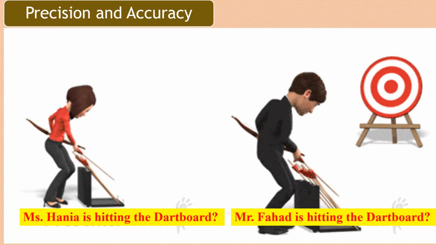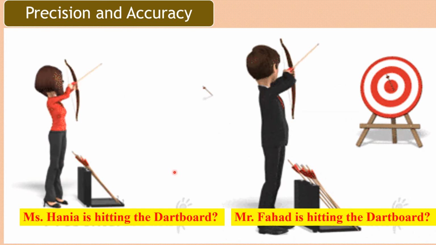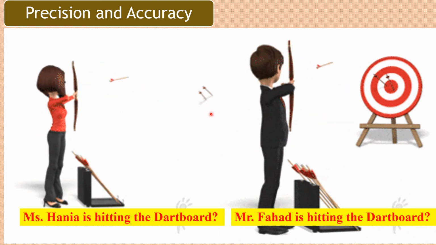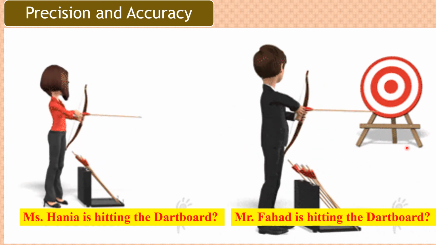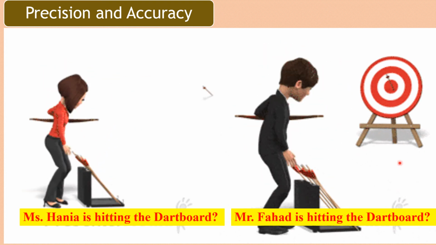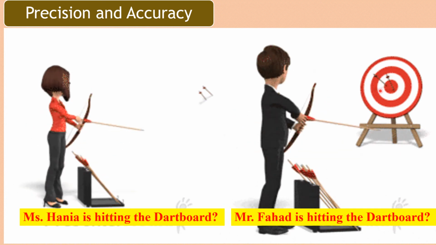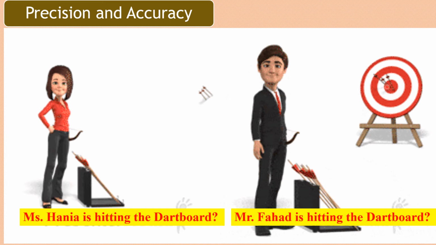Our next topic is precision and accuracy. Here you can see that Miss Hania is hitting the dartboard with the pointer and Mr. Fahad is also hitting the dartboard with the pointer. This is the best example to understand precision and accuracy. On the dartboard, this central point is the target point. This represents the actual value.